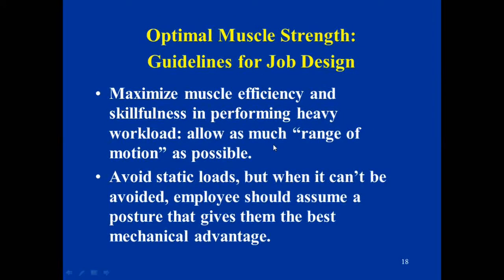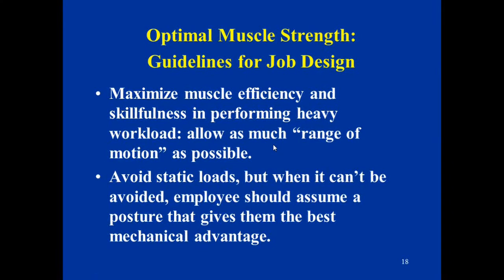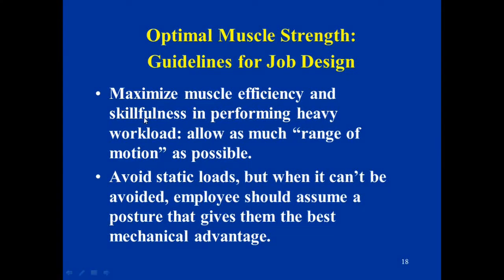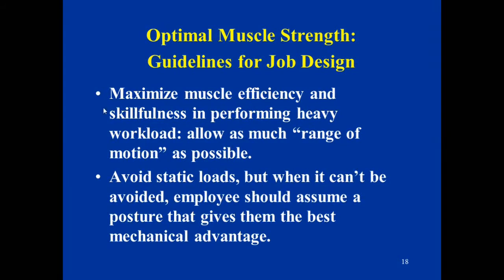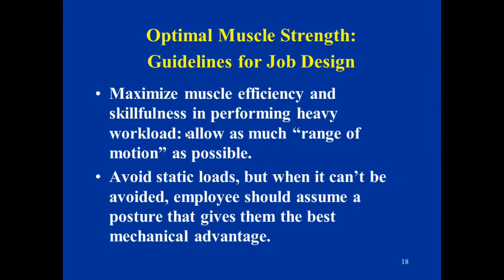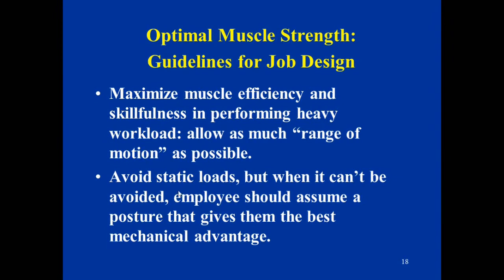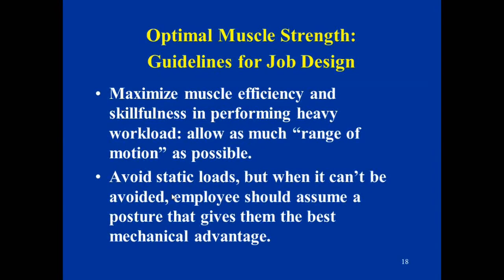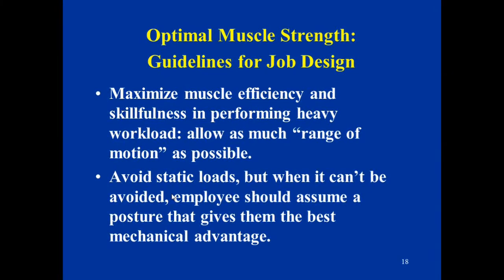When we look at guidelines for job design for optimal muscle strength, realize that maximum muscle efficiency and usefulness in performing heavy workloads allow as much range of motion as possible. And many of you have experienced that when you're working in a confined space and you don't have that range of motion, you're not going to have optimal muscle strength. The same thing includes static loads. When it can't be avoided, you should assume a posture that gives the best mechanical advantage. In other words, not holding an object at extended reach or length.